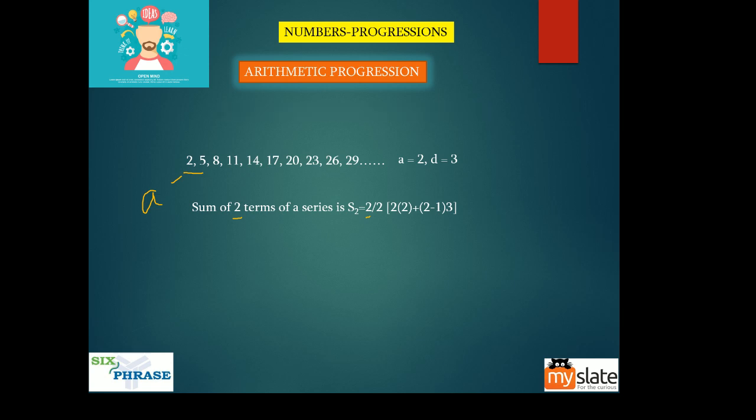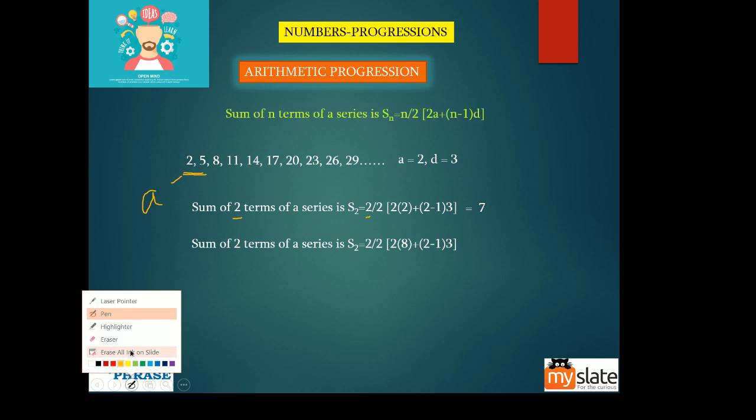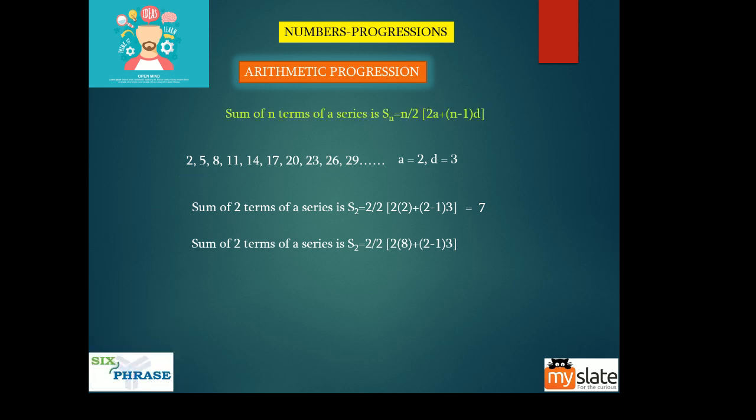N is again 2 into 3. So what you are getting here is 7. Okay, so 2 plus 5 is 7, right? Yes. Now you are finding the sum of two terms in a series, but this time not 2 and 5. You are going to find the sum of two terms, and we'll see. Even I am not sure which two terms it is. Yeah, we are finding the sum of these two terms.